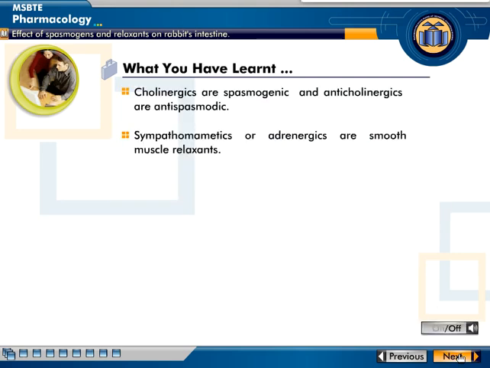You have learned that cholinergics are spasmogenic and anticholinergics are antispasmodic. Sympathomimetics or adrenergics are smooth muscle relaxants. So from this practical we have learned that cholinergics are spasmogenic and anticholinergics are antispasmodics. And sympathomimetic or adrenergic drugs are smooth muscle relaxants.